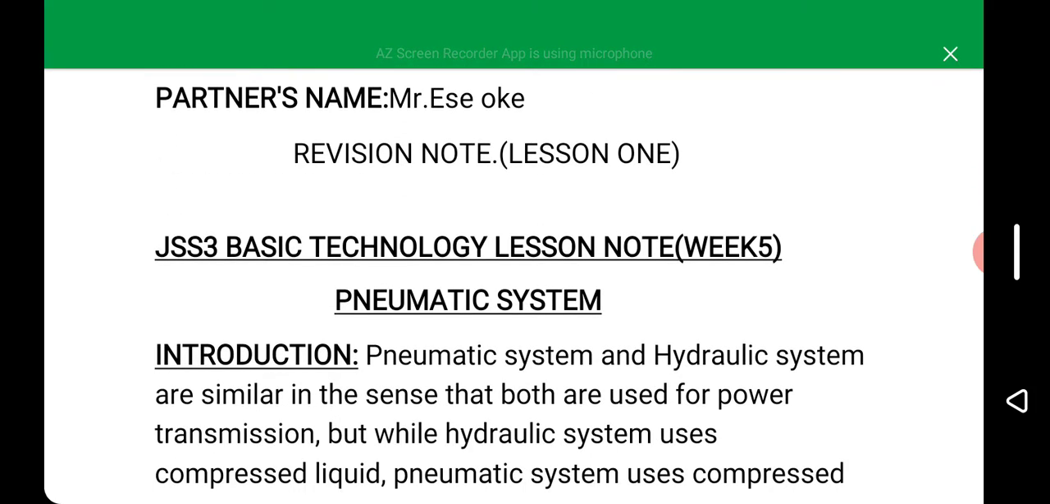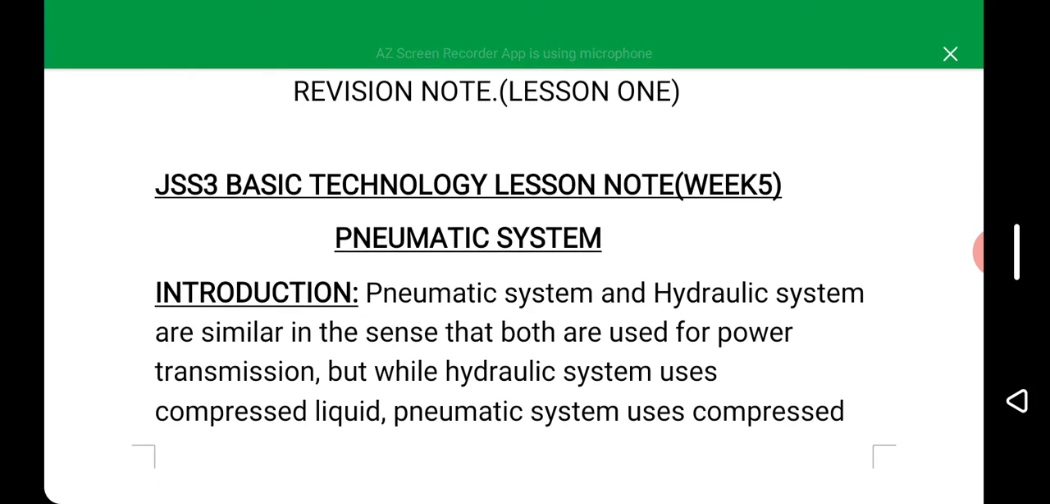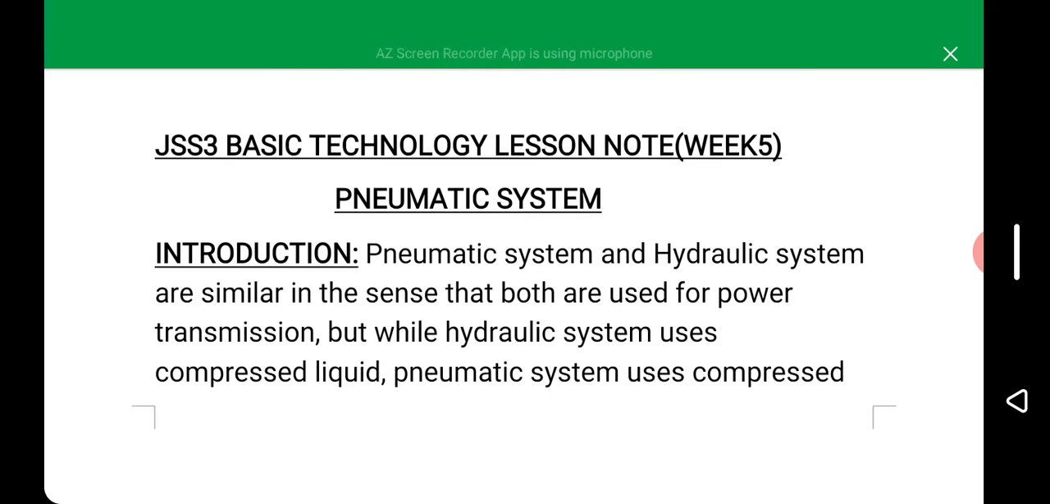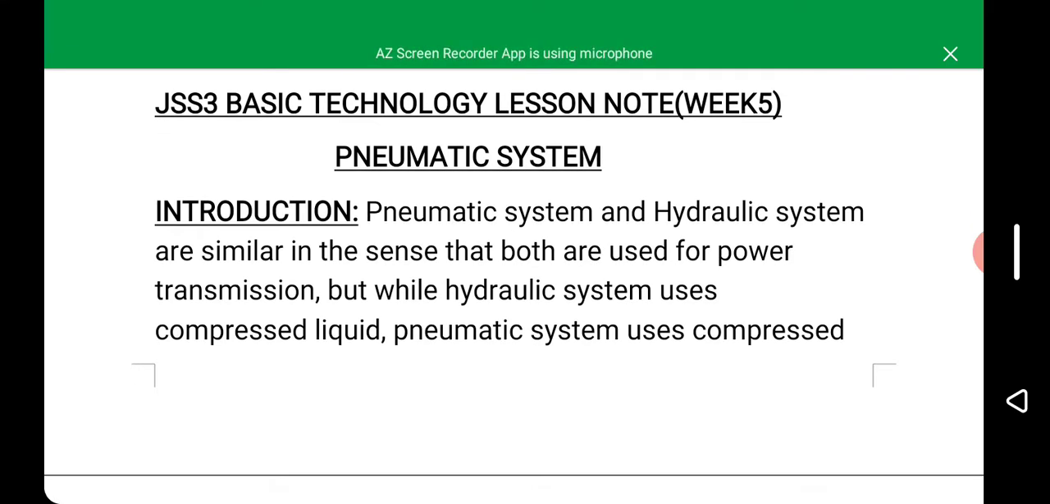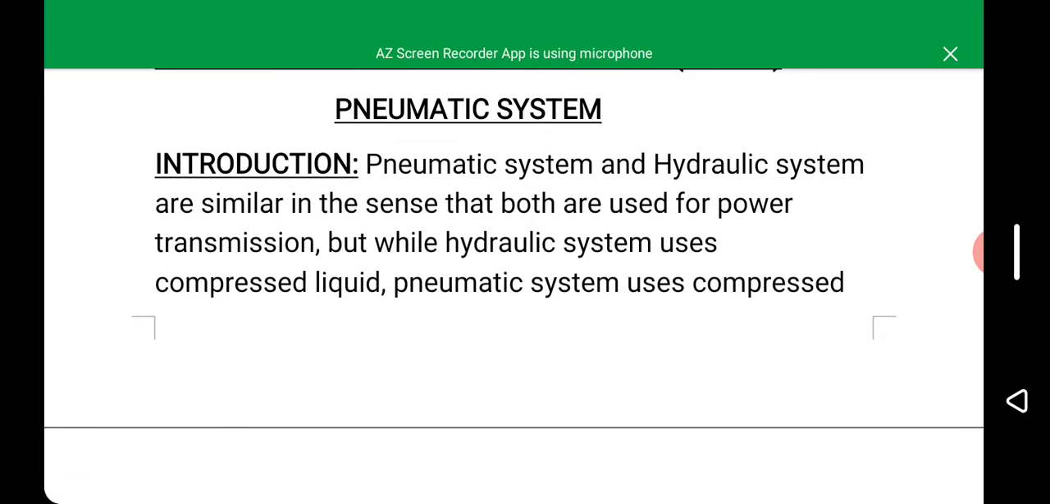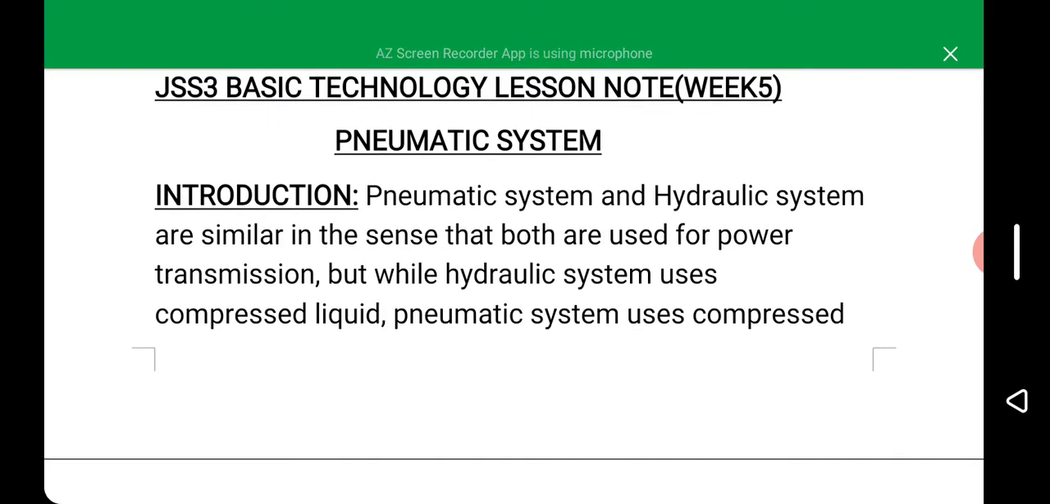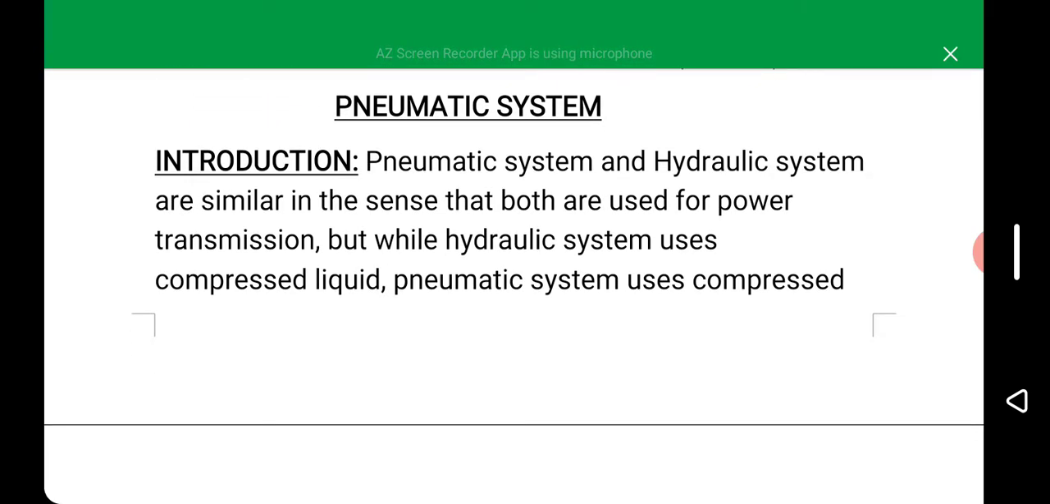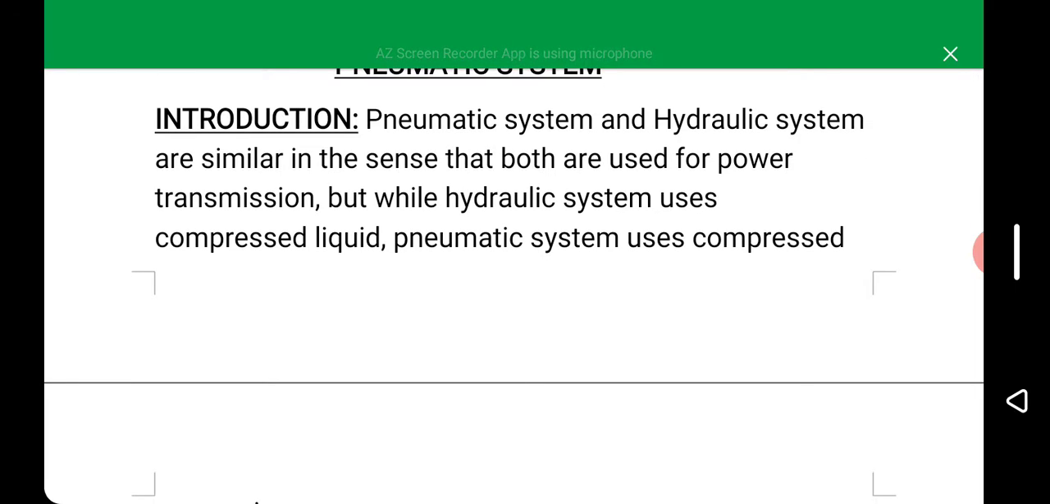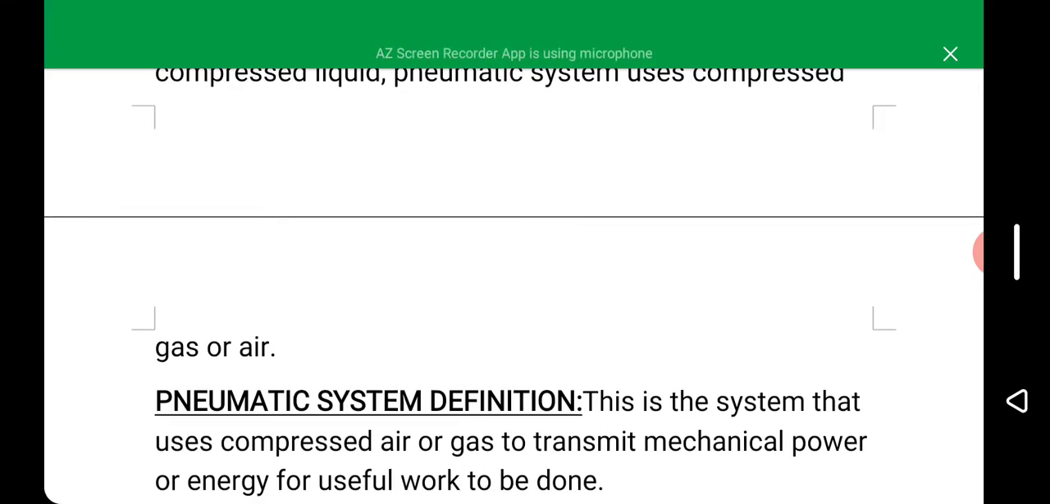Now this is the note. First of all, let me introduce the topic: pneumatic system. Pneumatic and hydraulic systems are similar in the sense that both are used for power transmission, but there is a difference between the two systems. The hydraulic system uses compressed liquid, while the pneumatic system uses compressed gas or air.